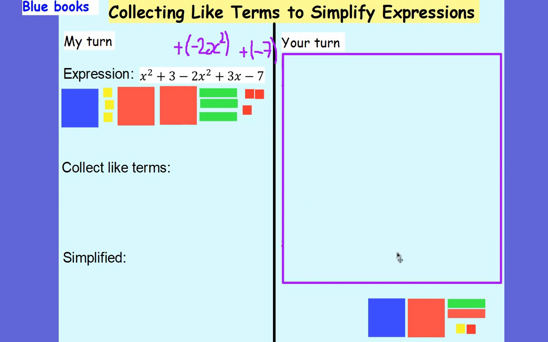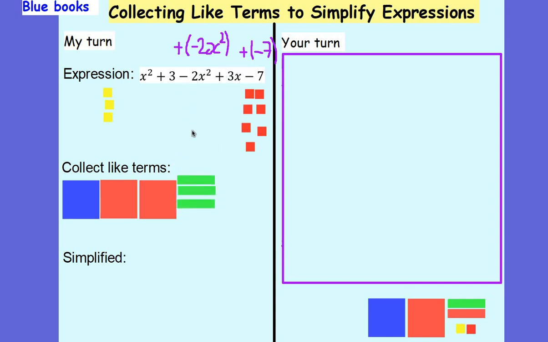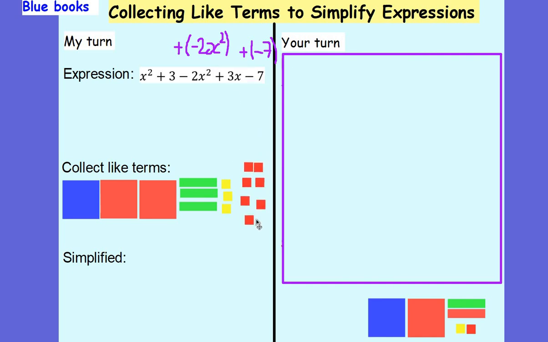1, 2, 3, 4, 5, 6, and one more, 7. There they are. Let's collect like terms. Bringing together my big squares, my rectangles, there's only 3 of them, and my little squares. Here they are. Cancelling out 0 pairs, just like we did before. This guy cancels with this guy. And I can cancel out 3 lots of the little squares.